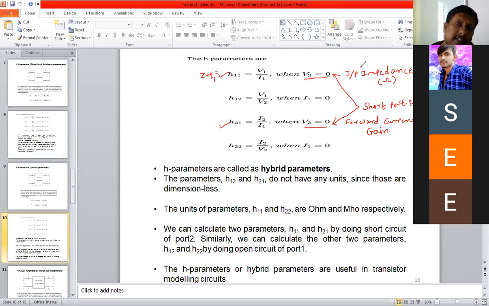So you can give the name short circuit input impedance, and short circuit forward current gain. Why are we calling it short circuit? Because we are shorting the second port. Have you understood? Now next one. When we put I1 equal to 0.